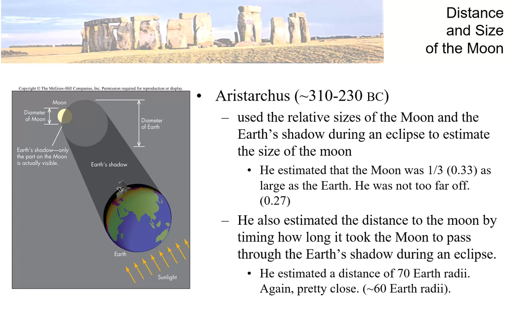But that's reasonably close. And he also estimated the distance to the moon by timing how long. Actually, no, I did that wrong. It was the Earth and moon shadows during an eclipse. So when you have a lunar eclipse versus a solar eclipse, to get the ratio of sizes, and then using the time, he estimated the distance to the moon very close. Again, 70 Earth radii he calculated was the distance, and it's actually about 60. Real good numbers.